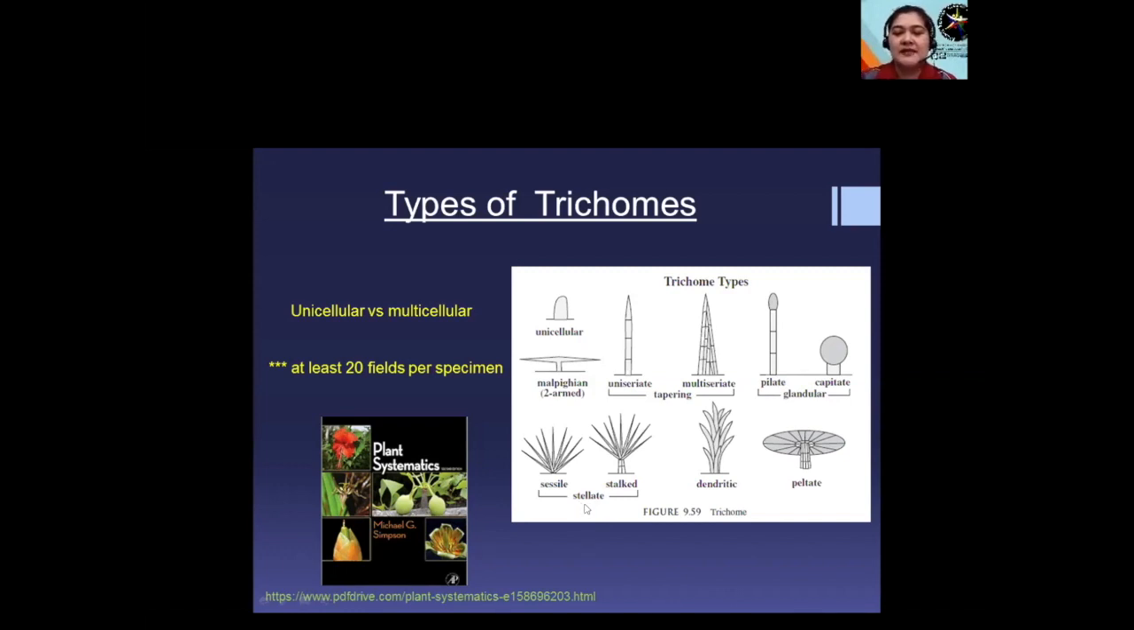Next, we have stellate. So stellate is star-shaped. Sessile is immediately attached to the epidermal surface. While for the stalk, it would have a stalk tapos medyo floating siya. Okay? Meron siyang tangkay. Dendritic, finger-like ang structures niyan. At etong paborito kong magandang tignan, peltate. It's umbrella-like. Okay? I have included here a book. This is freely downloadable in Google. Ito na po ang link. Okay? So you could use that link already and then you could download that book.